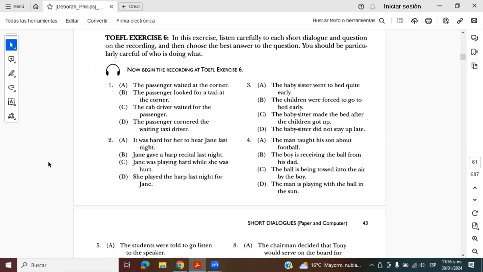Number 2. Did you go to the concert last night? Yes, it was great, and I got to hear Jane play the harp. What does the woman mean? Number 3. Did the children like the new babysitter? Not really, because she made them go to bed early. What does the man mean?